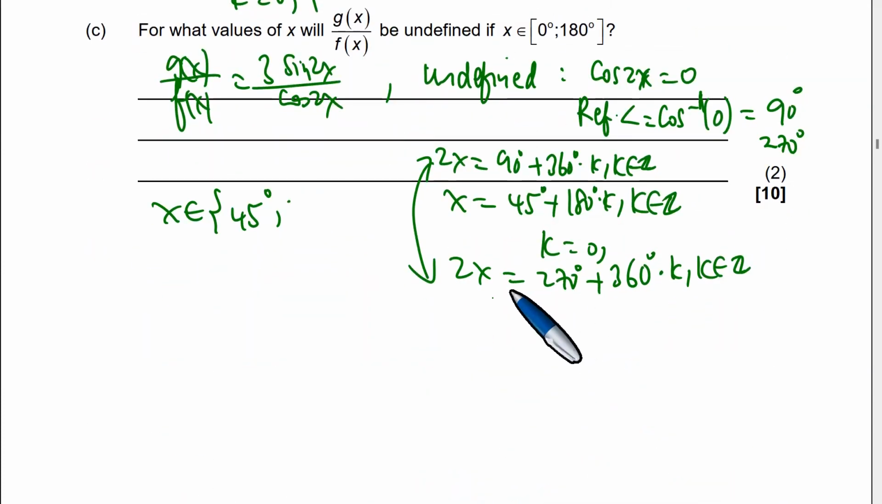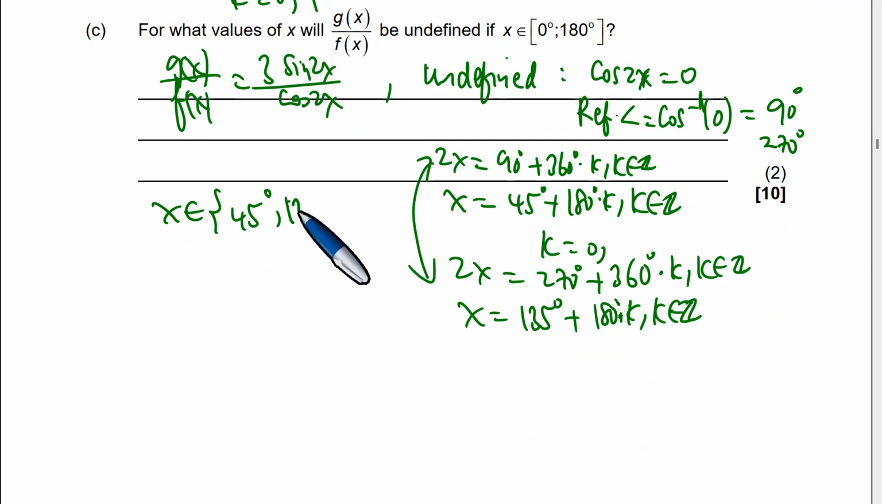All right. We divide through here by 2. What is 270 divided by 2? It is 135. Dividing 360 by 2 is 180. k in Z. Right. If k is 0, x is going to be 135 degrees.